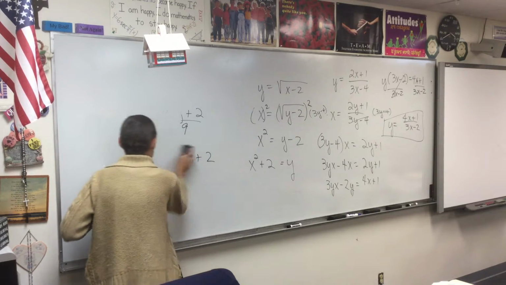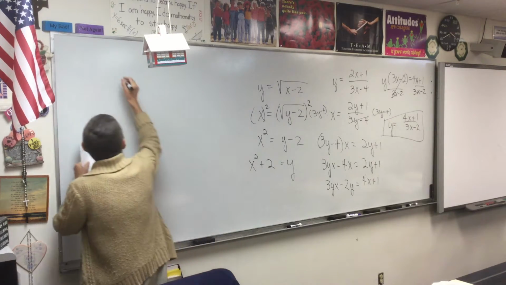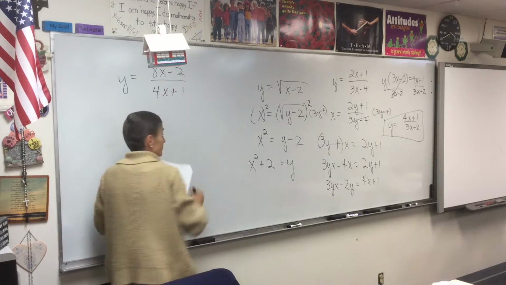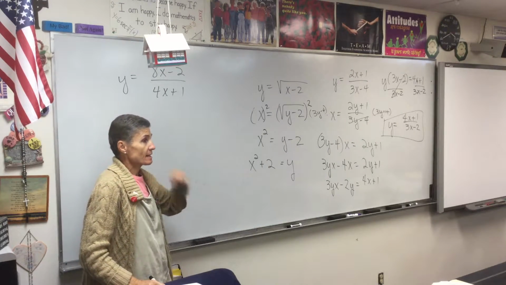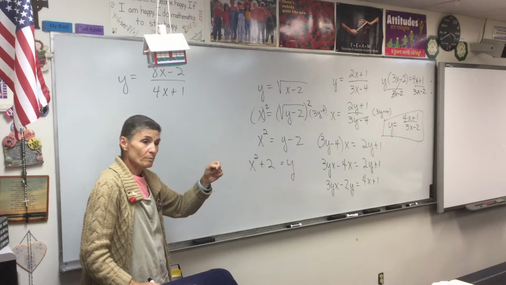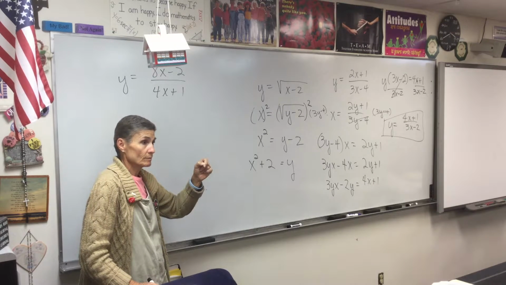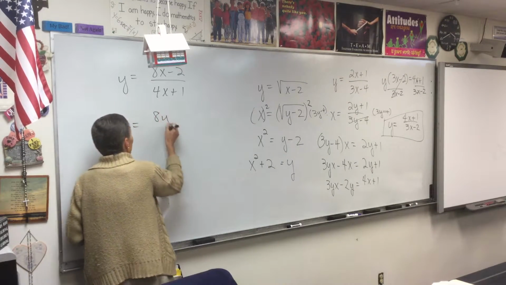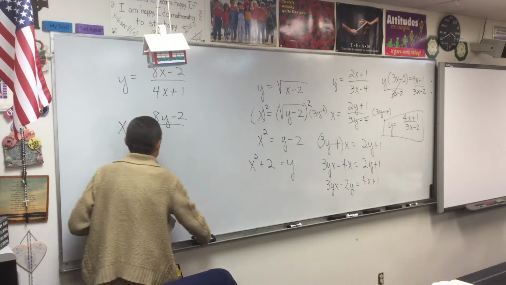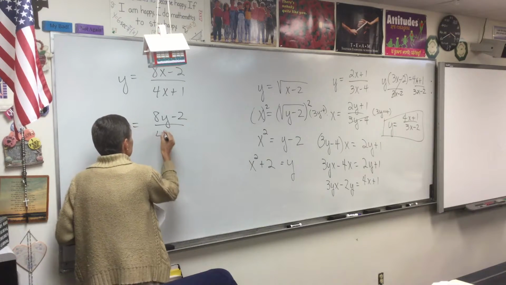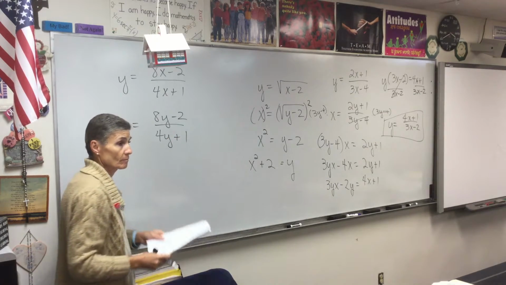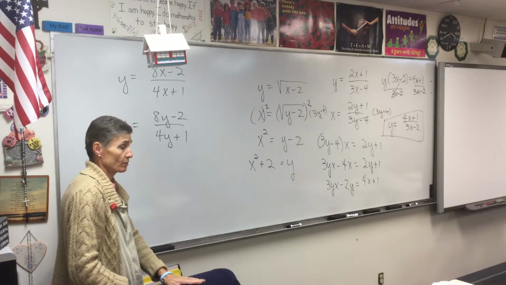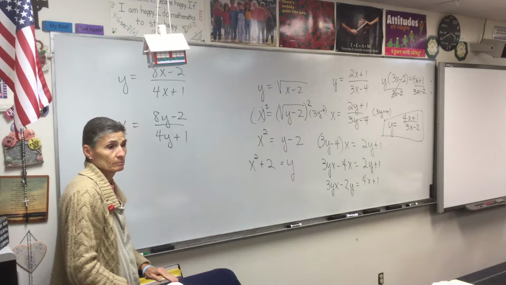All right, so I'm going to go ahead, and when I copy it down, I'm going to put my y in. So here's my problem. Now see if you can stay a step ahead of me. What would you be writing down right now? Next step would be x equals 8y minus 2 over 4y plus 1. Remember, even though there's two x's, you still change them both.